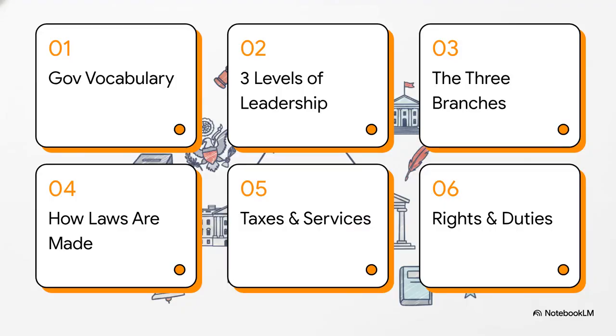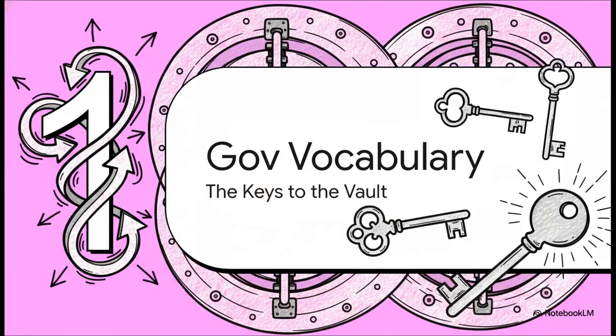Here's our roadmap for today. We'll unlock some key government vocabulary, check out the 3 levels of leadership, explore the 3 branches of government, see exactly how laws are made, look at taxes and public services, and wrap up with your rights and responsibilities. Let's dive right in. Section 1.